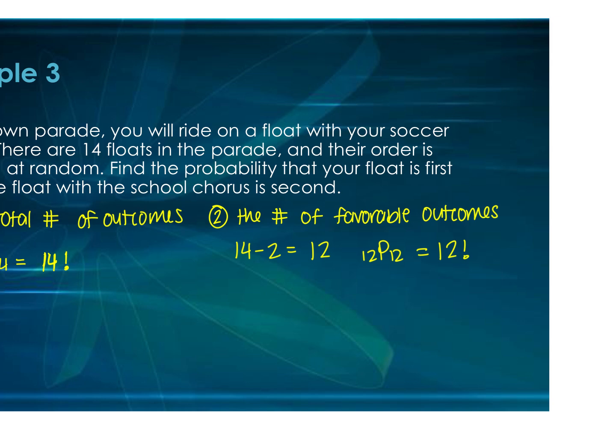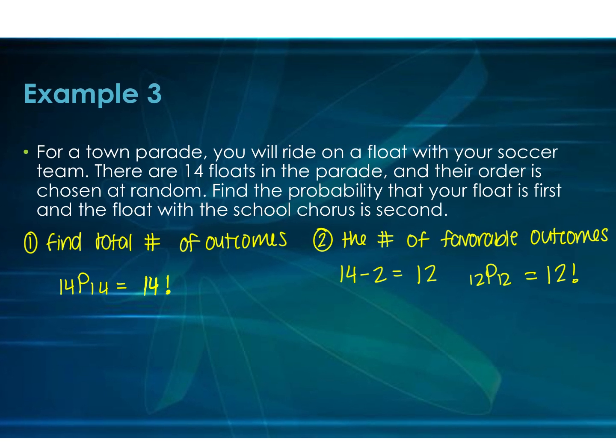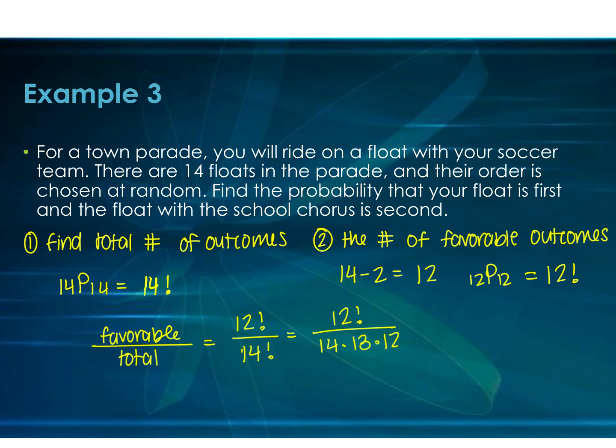Now, how am I setting this up? Again, they're asking for probability, so I'm going to have some sort of fraction. Okay, what is the probability? So when you're writing probability, you're going to have your favorable over your total. How is that going to look? My favorable was 12 factorial over 14 factorial. So yes, I'm going to write it out. I'm going to have 12 factorial on top over 14, 13 times 12.